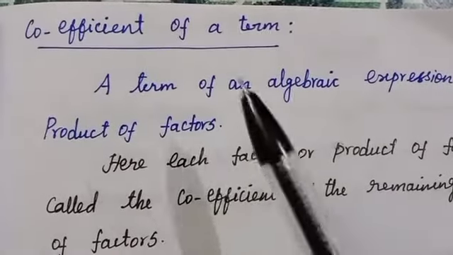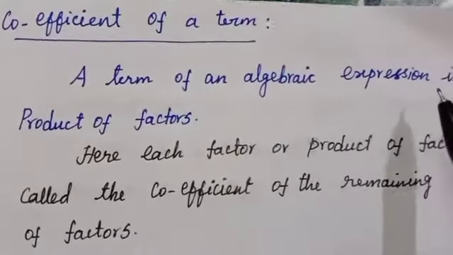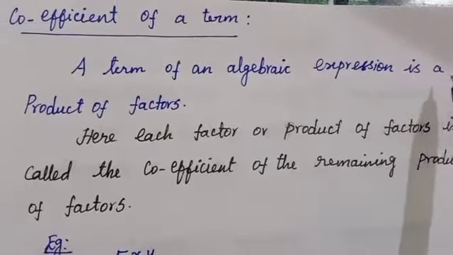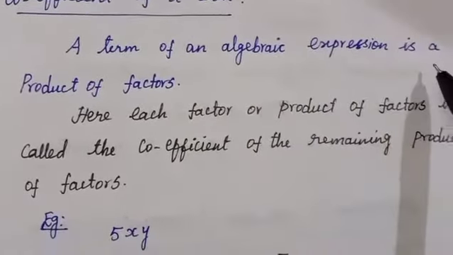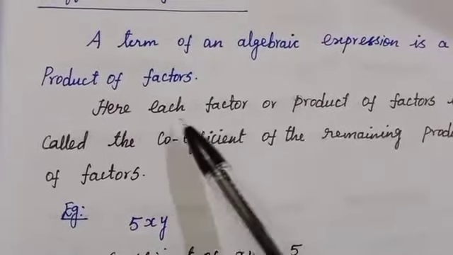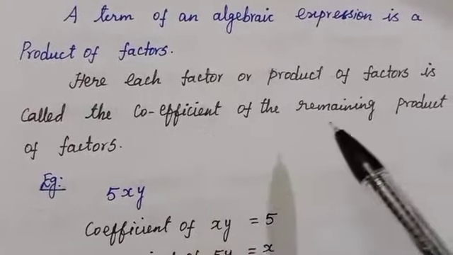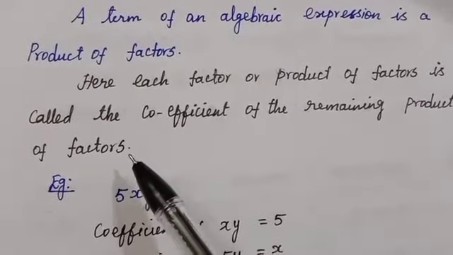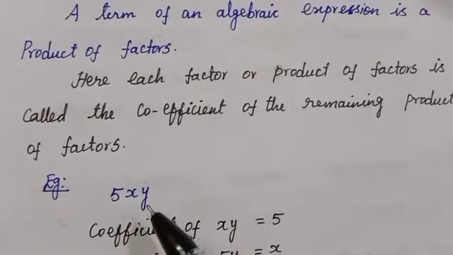Next you have to know about the coefficient of a term. A term of an algebraic expression is a product of factors. Each factor, or product of factors, is called the coefficient of the remaining product of factors. Listen with this example.